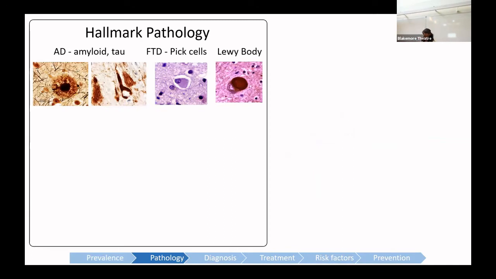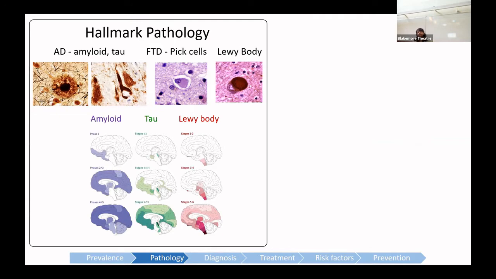Now, each of the dementias that I mentioned earlier presents with hallmark pathology in the brain. With Alzheimer's, we've got the amyloid and tau aggregates. With FTD, you've got Pick cells. With Lewy body, you've got the Lewy body aggregates in the brain. These pathologies also have a very characteristic progression. Amyloid starts in the neocortex and the hippocampus and spreads out to the rest of the brain. Tau starts again in the entorhinal regions and the locus coeruleus and then spreads out. And Lewy bodies start in the brainstem, moving up to the basal ganglia and then to the rest of the brain as the diseases progress.